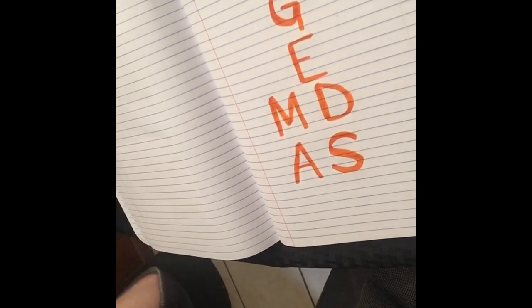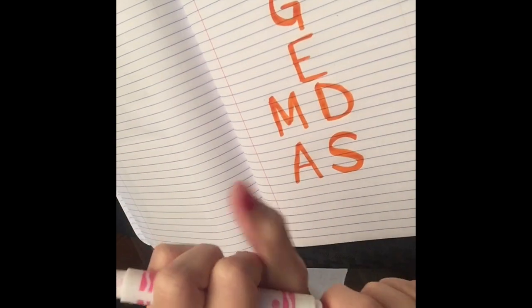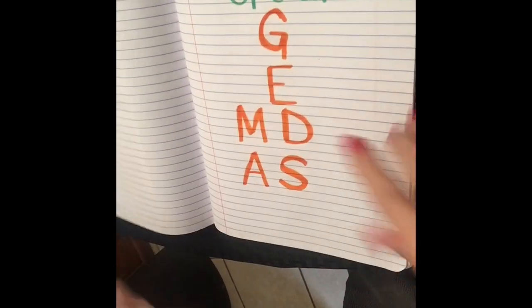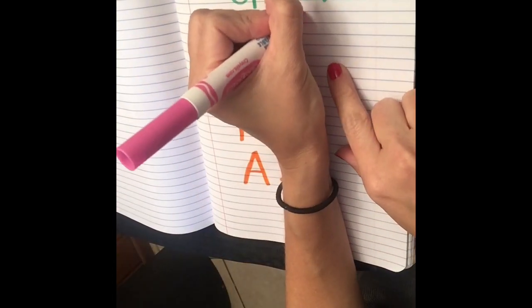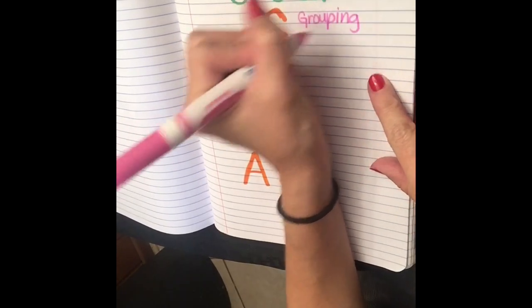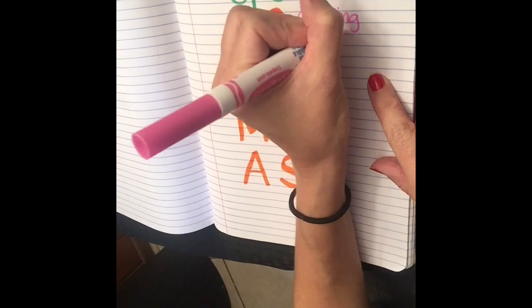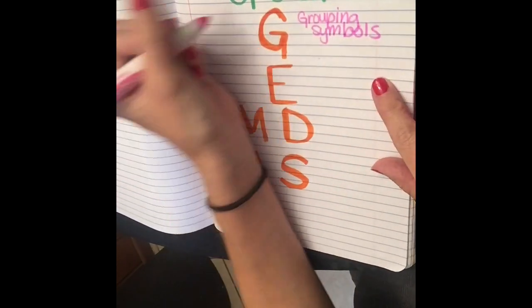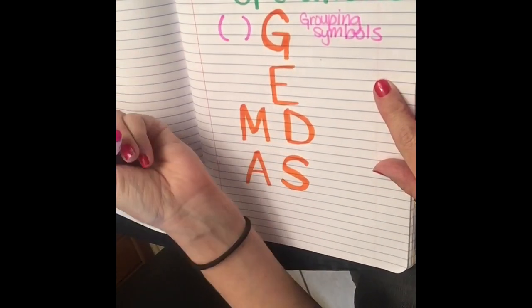Okay. So it should look like this so far. Now, what does our G stand for? It stands for grouping symbols. These must go first. These are the guards. Grouping symbols. And I want you to draw some examples.